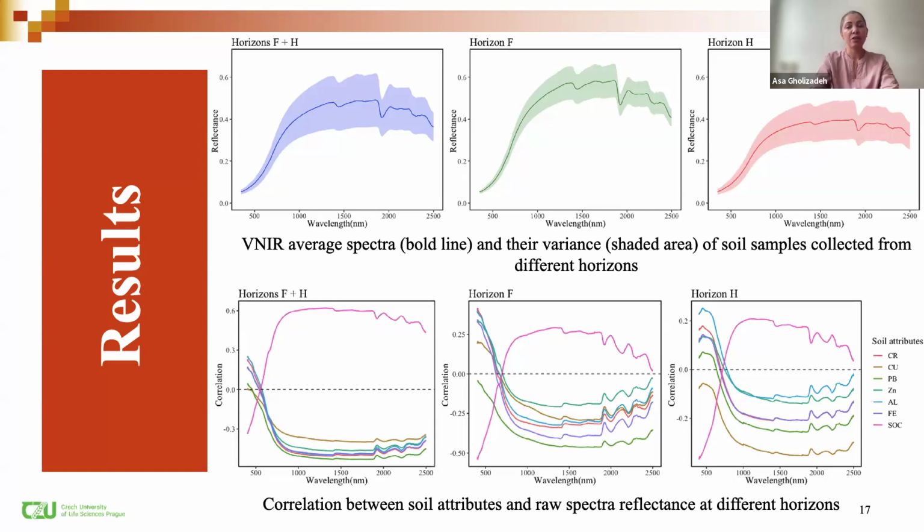The correlogram also illustrates that all potentially toxic elements in both horizons displayed their maximum correlation in the visible range around 430 to 450 nanometers, and their highest negative correlation was in the near infrared range, somewhere between 1040 to 2,300 nanometers.